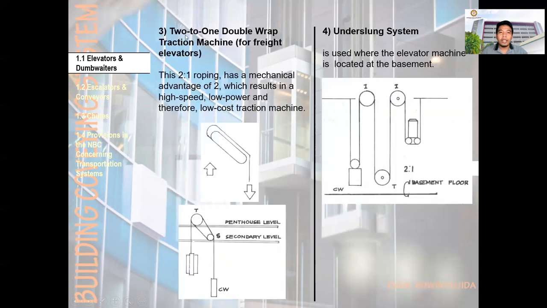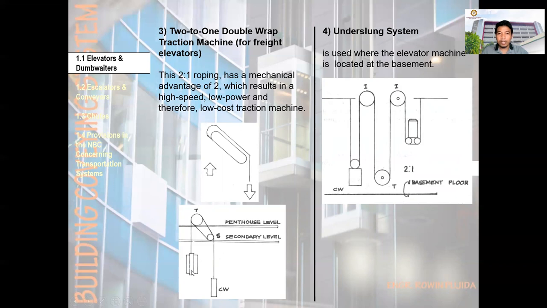Another is a two-to-one double wrap traction machine for freight elevators. So this 2:1 ratio roping has a mechanical advantage of 2, which results in a high speed, low power, and therefore low cost traction machine. So this is the illustration.